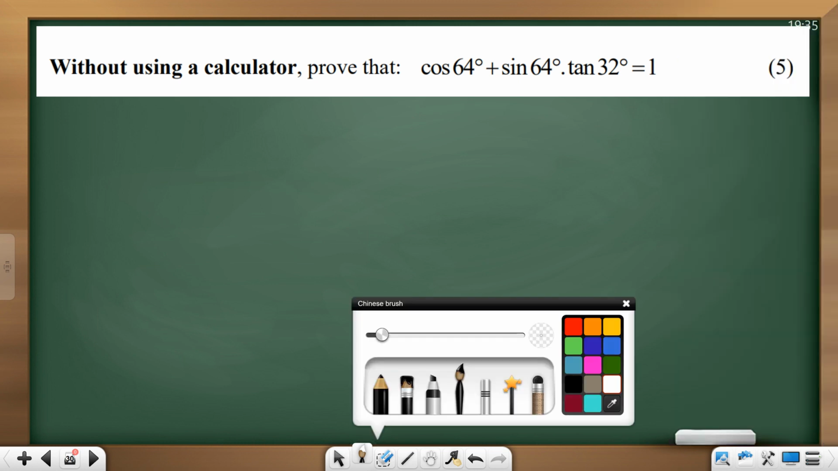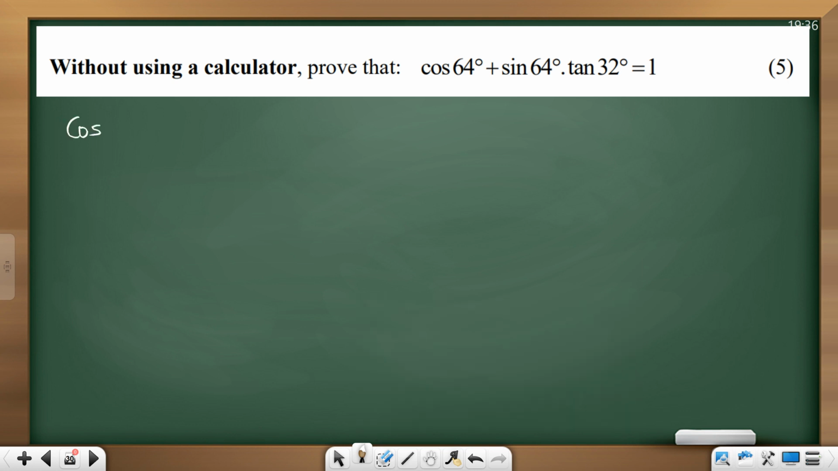Let's look at this one. What would you do here? Don't panic. Listen. Don't what? Panic. The first thing I'm seeing is a double angle. Do you see there's 32 and 64? That's the first thing I'm seeing. So, I know that this one can be written as what? Cos 2 times 32 plus sine 2 times what? 32. Sine 32 over cos what? 32. That's the first thing I'm seeing.